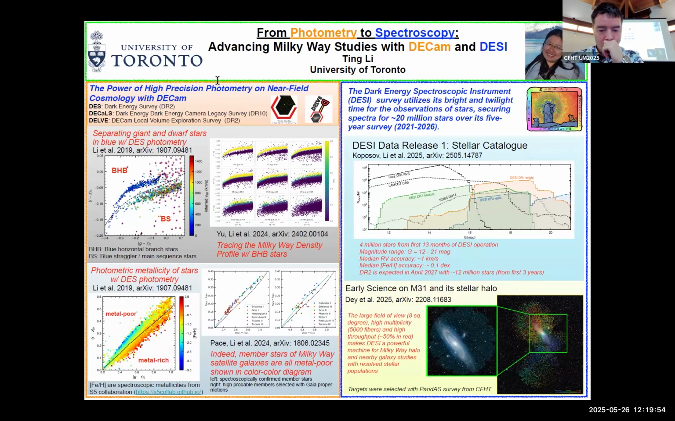And on the right is another program you may hear more talk about later, called the Dark Energy Spectroscopic Instrument. We just had our first big data release, with 4 million stars with spectra and stellar parameters all released. So if you're interested in any of those, feel free to talk to me.